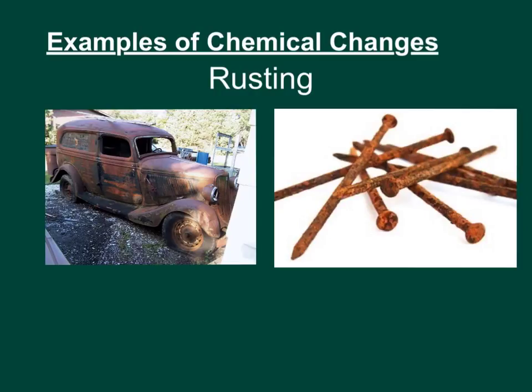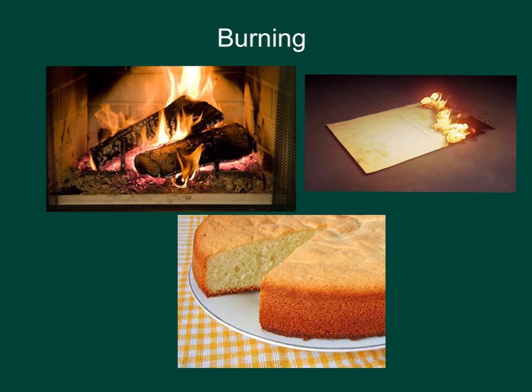There are several signs that tell us that rusting is a chemical change. First of all, there's a change of color from a metallic color to a rusty color. Additionally, the actual rust that's being formed, that orangey red crumbly material, is a new substance. Another example of chemical change is burning.